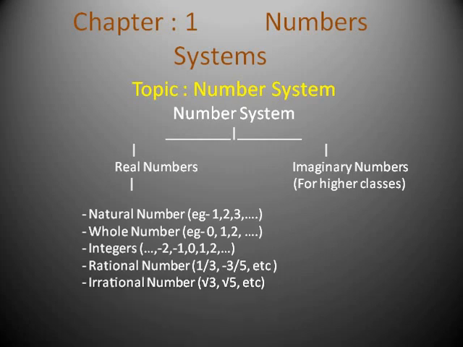Next we have irrational number. The numbers which cannot be written in the form of p by q are called irrational numbers. Also, non-terminating and non-repeating decimal expansions are called irrational numbers.